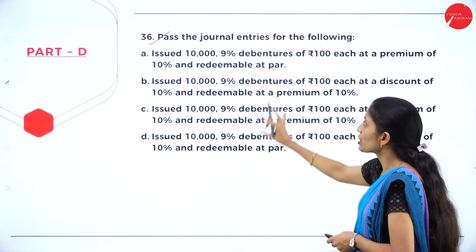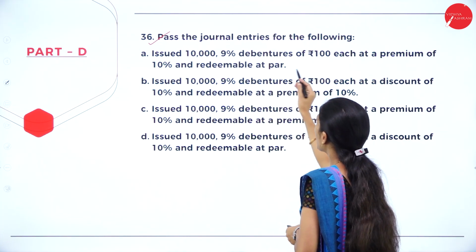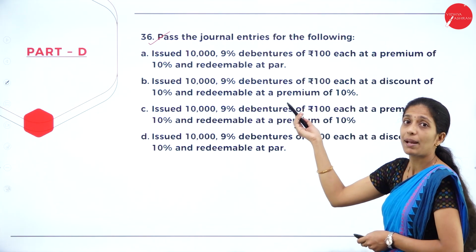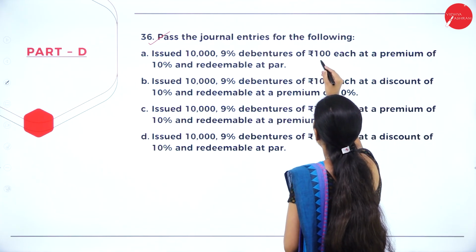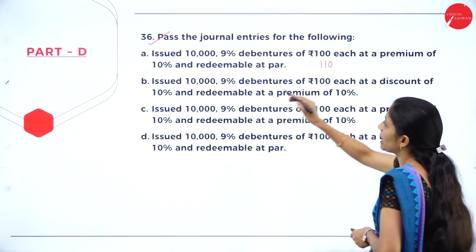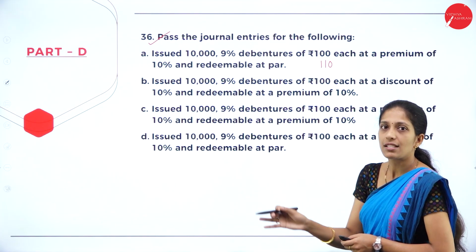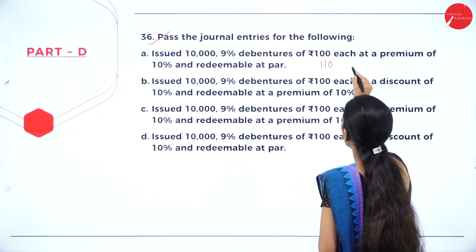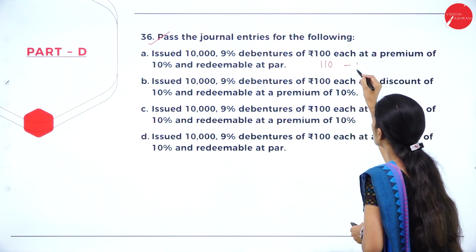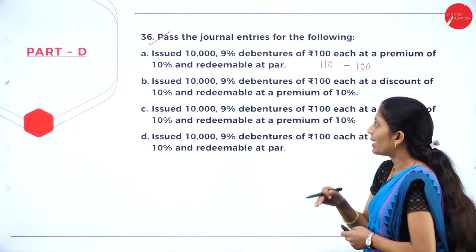So they'll give you 4 situations. Under first situation, 10,000 9% debentures of 100 each at a premium of 10% and redeemable at par. In the sense, they have issued at 110: 100 plus premium of 10%, in the sense 100 into 10%, 10. 100 plus 10, 110, and redeemable at par. Par in the sense what? Actual value. So, issued at premium, redeemable at par.